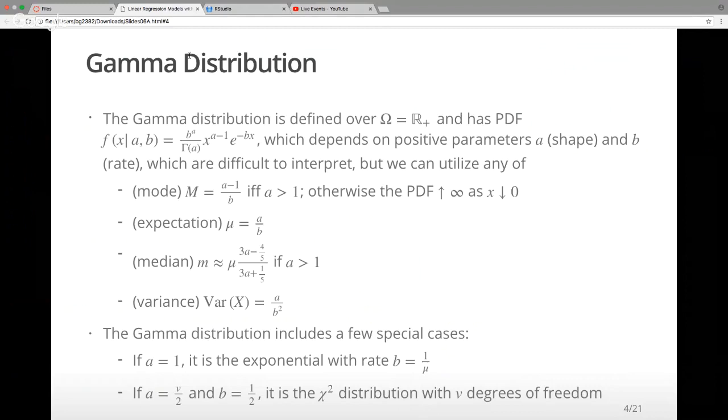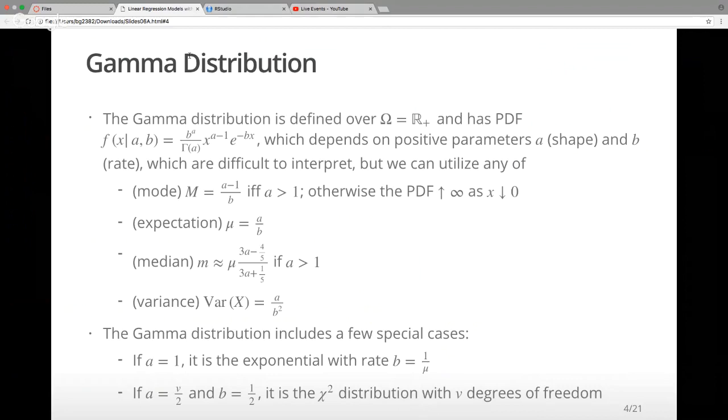those two are fairly difficult to interpret, so we can utilize any of the other characteristics of the gamma distribution, and if we select any two of these, we can invert to obtain values of a and b that are consistent with our beliefs about x. So the first and probably the easiest one to deal with is the mode, which if a is greater than 1 is defined as (a minus 1) over b. Otherwise, the gamma PDF is going to go to infinity as x gets closer to 0. So that is fairly easy to deal with as long as a is greater than 1.